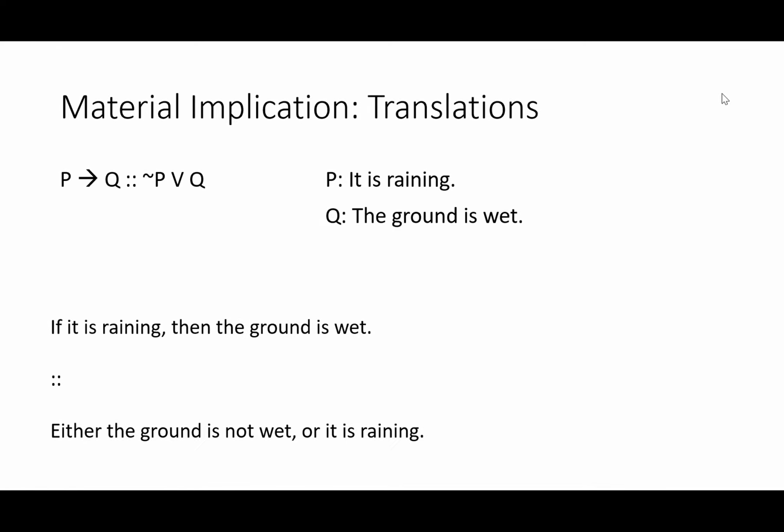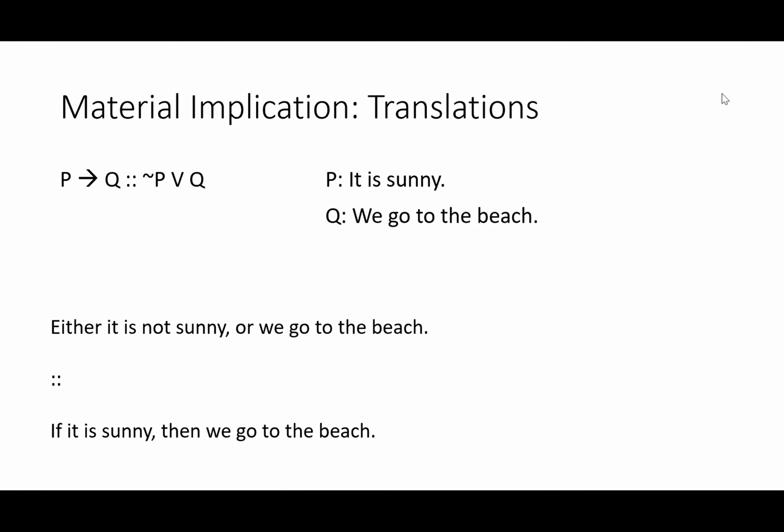Let's use our standard conditional translation to sort this out. If it is raining, then the ground is wet is logically equivalent to either the ground is not wet or it is raining. We might also say either it is not sunny or we go to the beach. Well, that would mean if it is sunny, then we go to the beach.